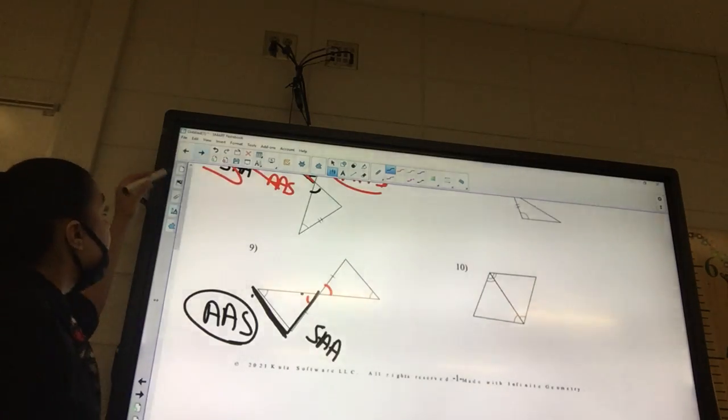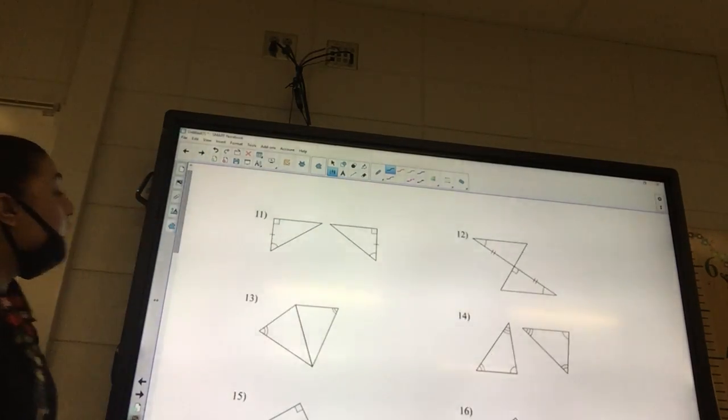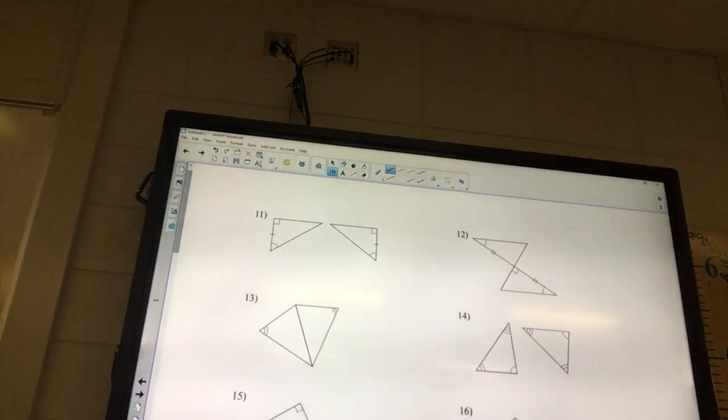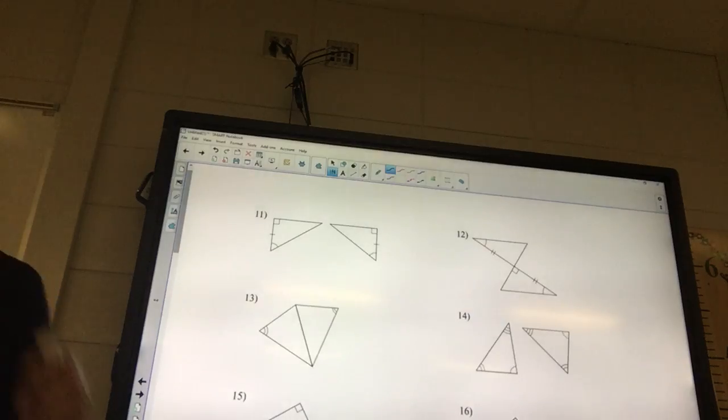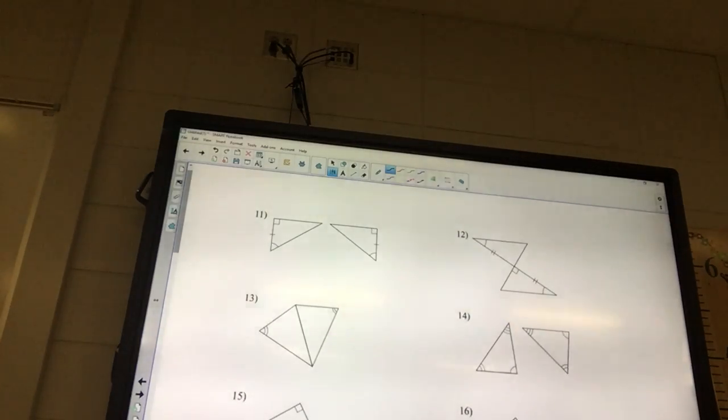Look at 11. Okay, 11, we got these 2 triangles. What do we know? I bet they're sharing a point. Wait, what was number 9? Okay, we know 2 angles and we know a side. We're on number 11. Okay, now, there was a tricky one yesterday on your worksheet.